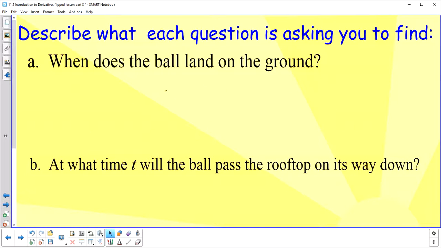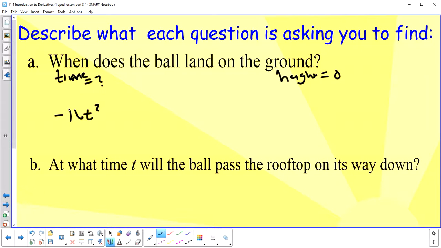Okay, the first one, when does the ball land on the ground? So if we are being asked when, we need to find time, and landing on the ground tells us that our height is 0. So in order to do that, we're looking for time again, but since we're talking about height, we need to use our height equation. And since we land on the ground, we now have a height of 0 feet.